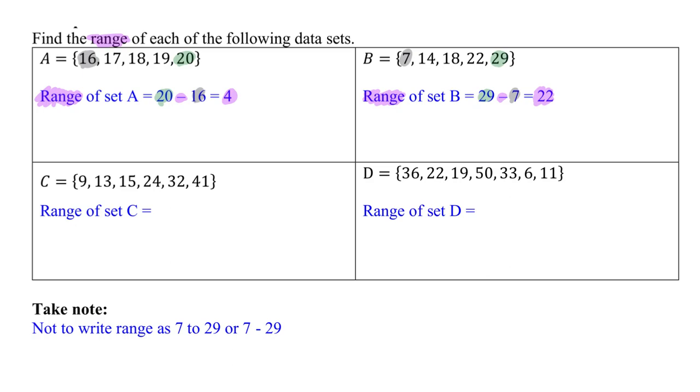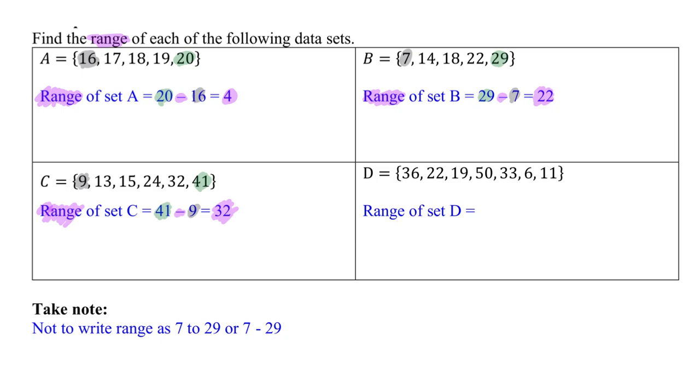And for the range of set C, it is pretty straightforward. The largest number is 41. The smallest value is 9. So to find the range, we will have 41 minus 9 to give me a value of 32.